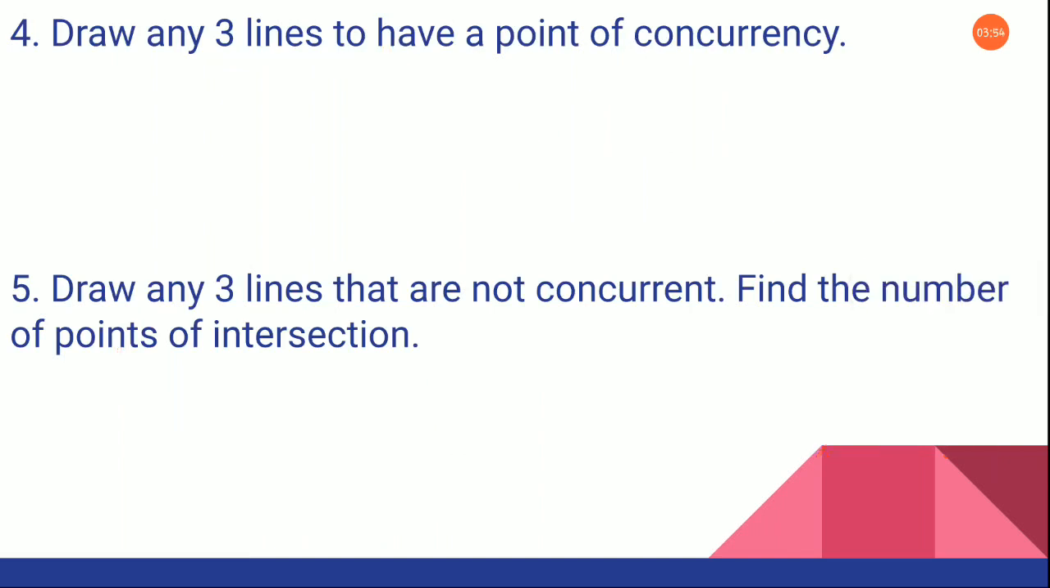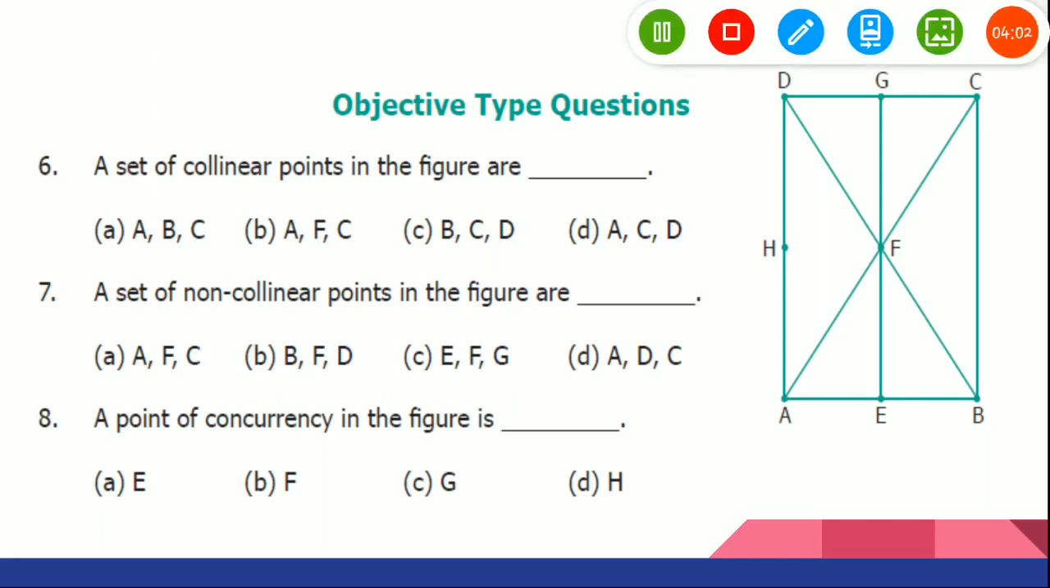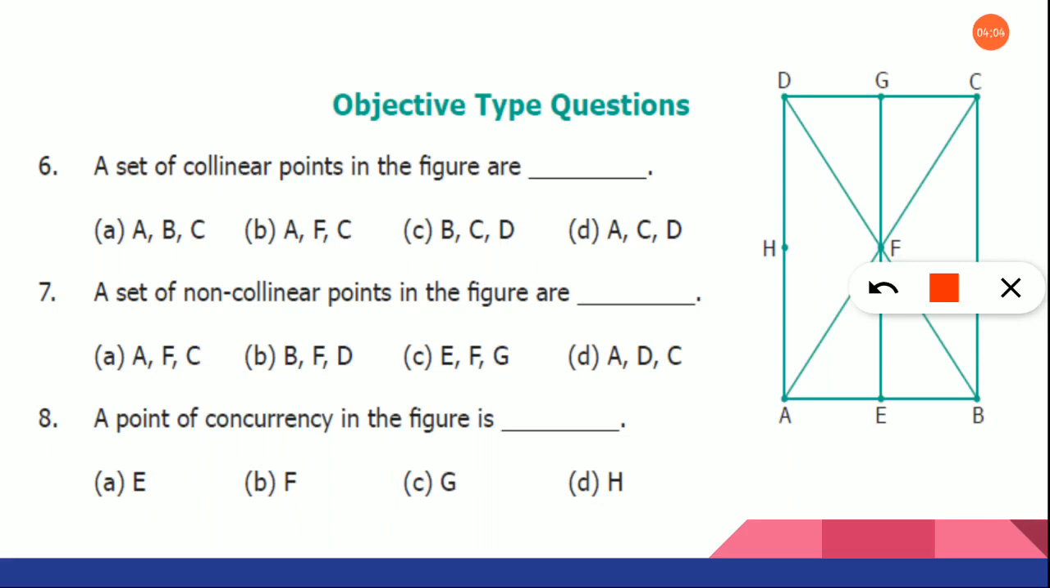Okay children. Now look at the 6th question. A set of collinear points in the figure are dash. Now look, first you have to check the options. A, B and C. Is this collinear? No. Okay. Next. A, F and C. Is this collinear? Yes, it is on a straight line and it is continuously placed. So this one should be the answer.